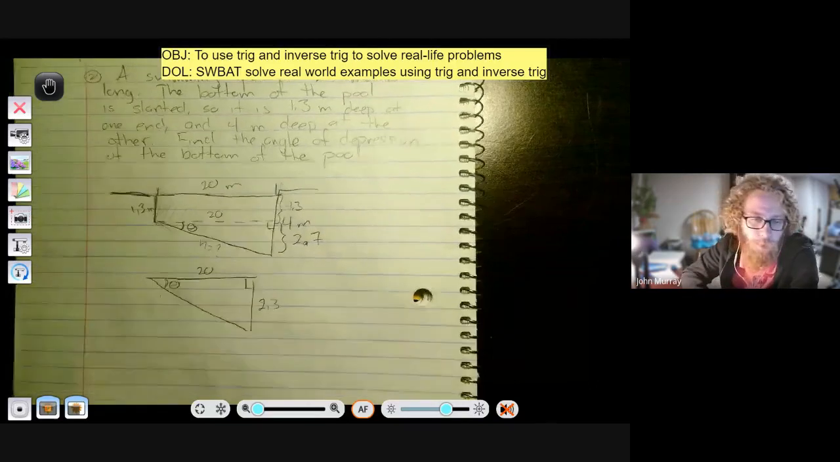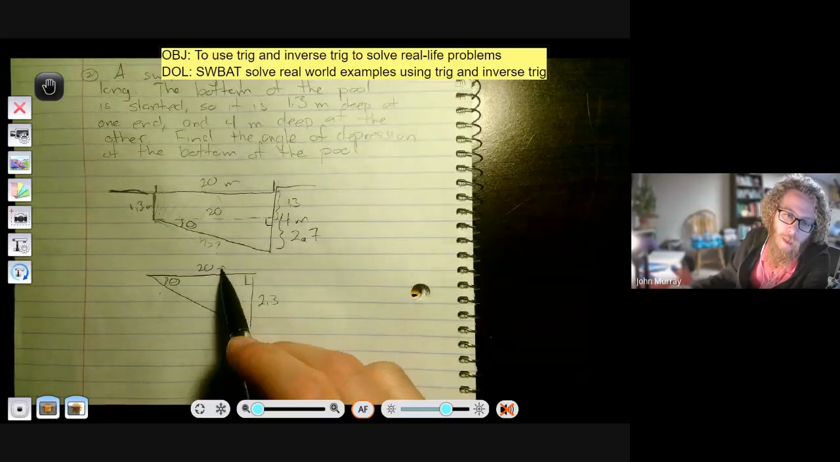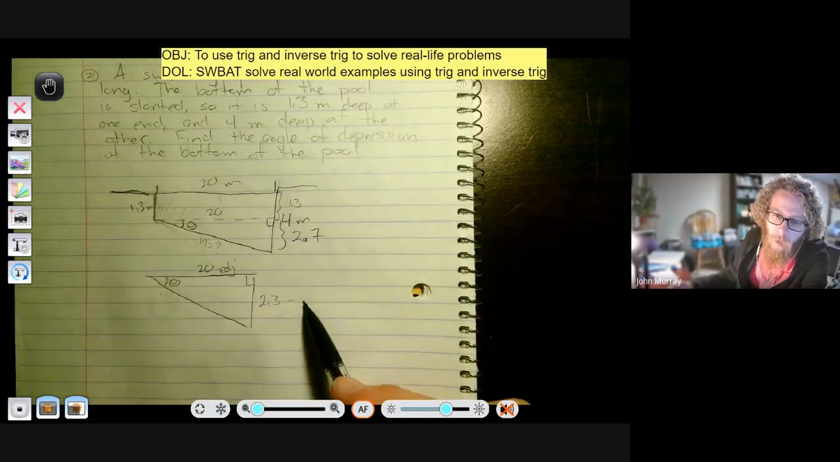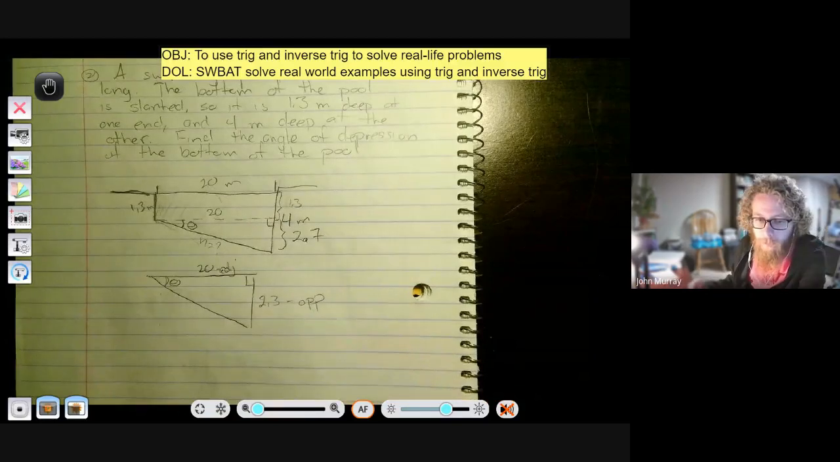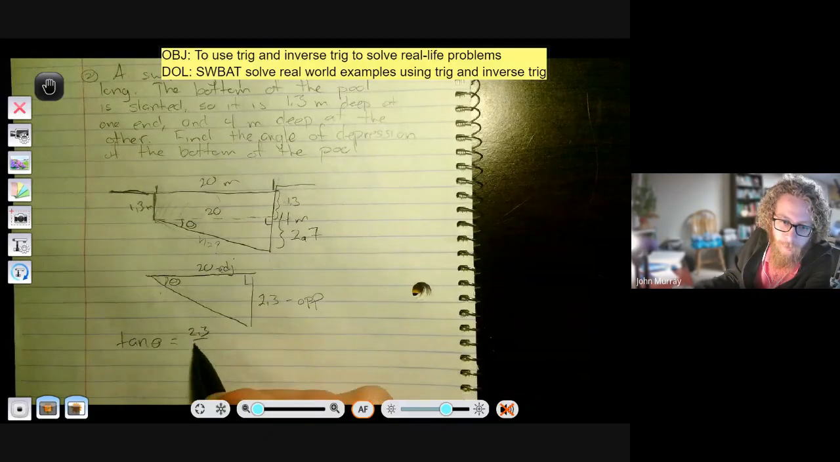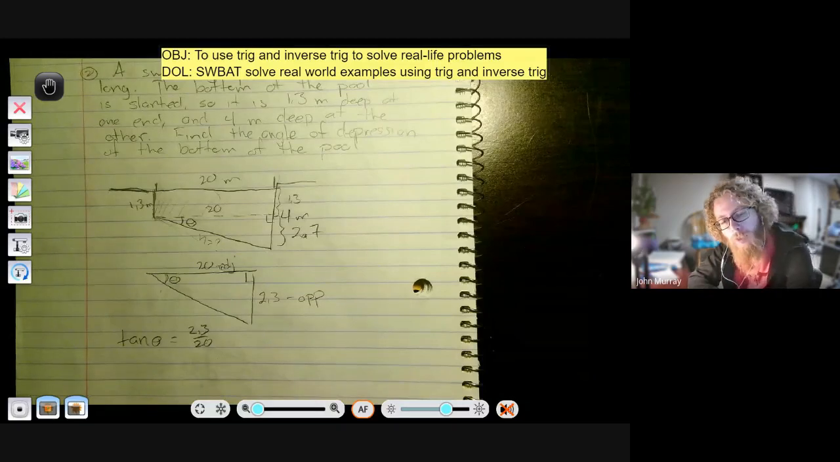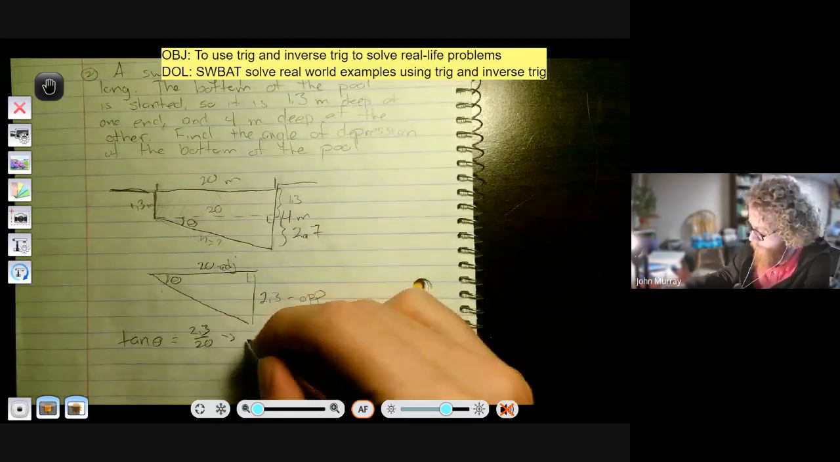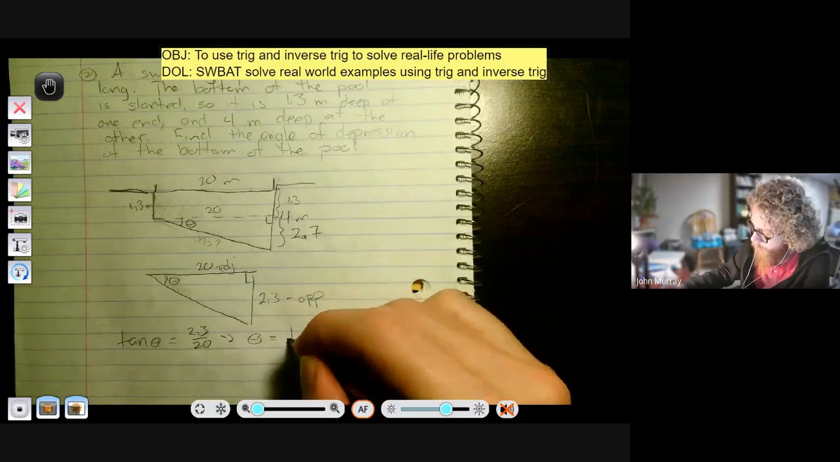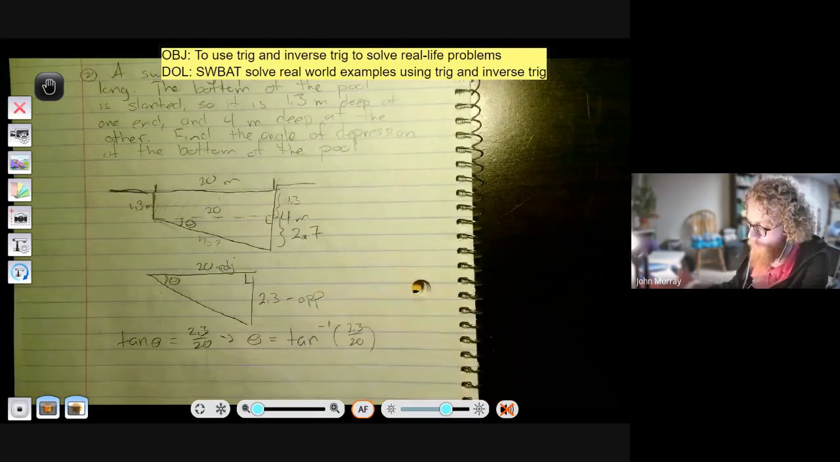All right, so now that we got the triangle, we just go through our trig steps. So here's my angle. The 20 is the adjacent. The 2.3 is the opposite. So adjacent and opposite, we're going to use tangent. So we know that the tangent of our angle is going to be the proportion 2.3 over 20. So our angle is going to be the inverse tangent of 2.3 over 20.